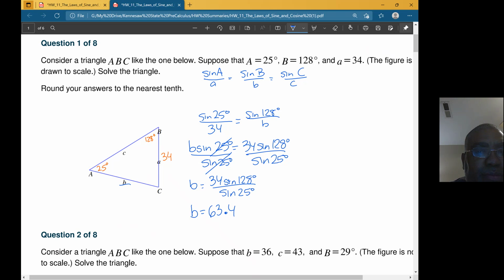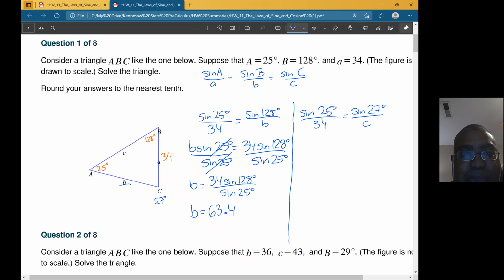Now, to get big C, we're going to find out what big C is and use that to calculate little c. So we know that a triangle has 180 degrees total. So 128 plus 25 is 153 degrees. And if you subtract that from 180, you get 27. So big C is 27 degrees. So it means that sine of 25 degrees over 34 is going to equal sine of 27 degrees over little c.